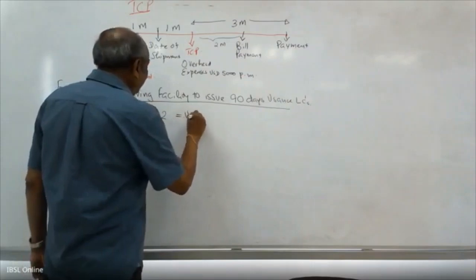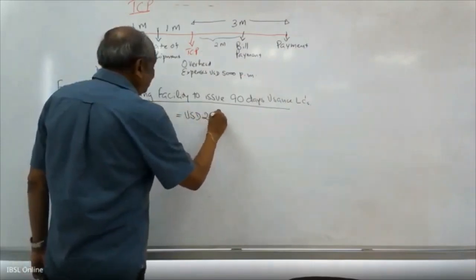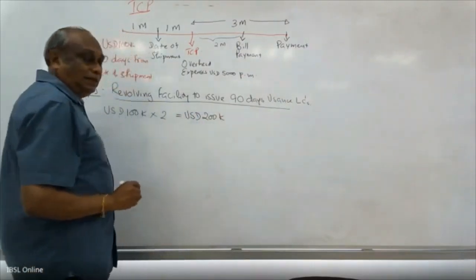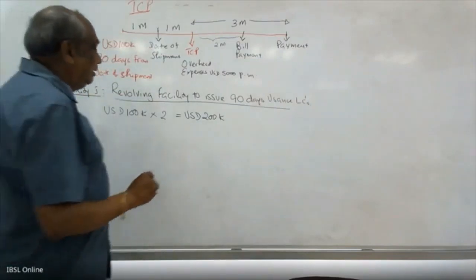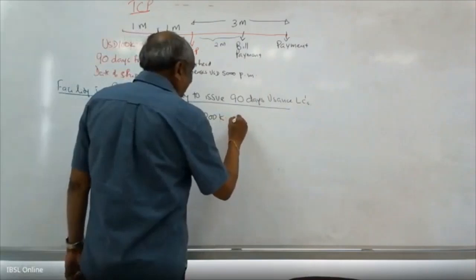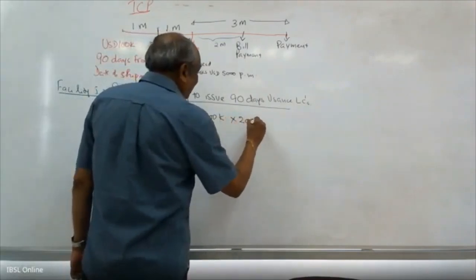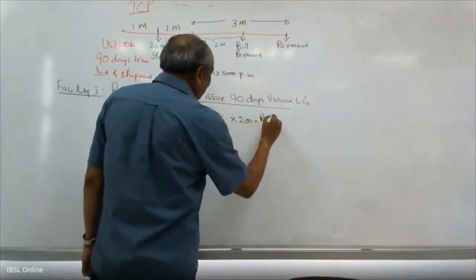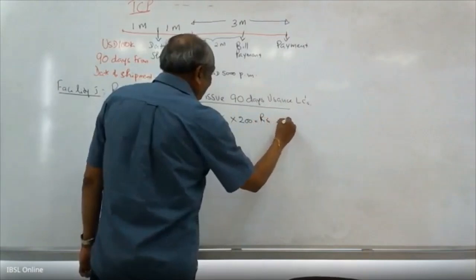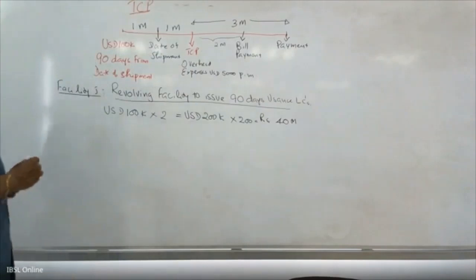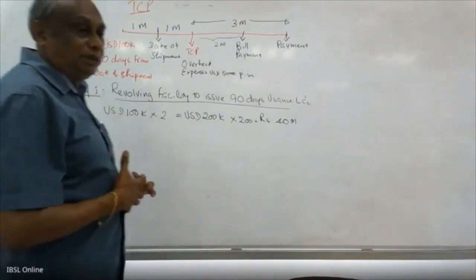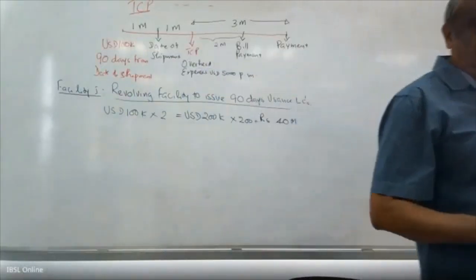Equals to US dollars 200,000. Rupees into 200 is equal to rupees 40 million. Rupees 40 million.